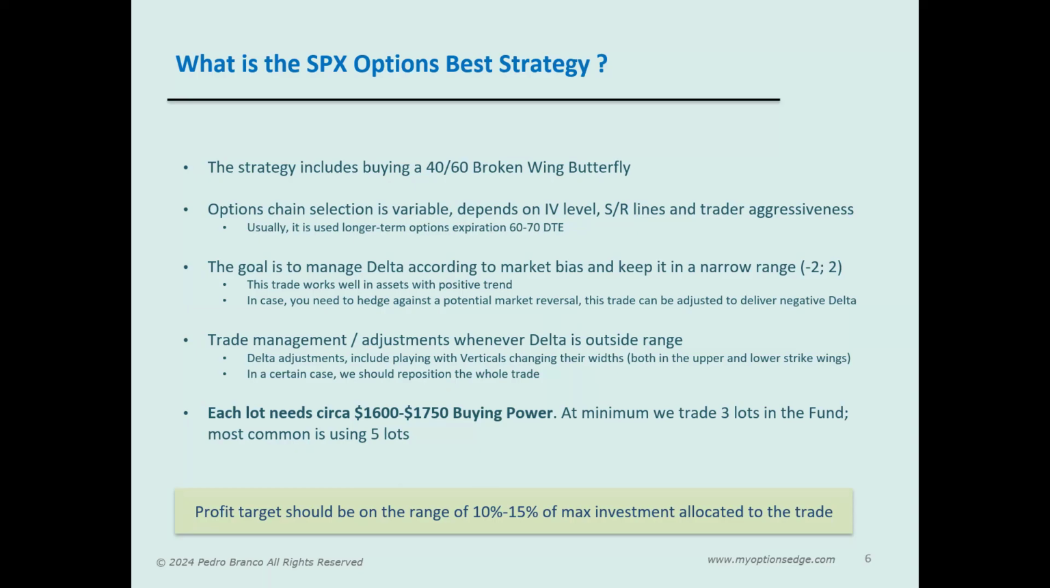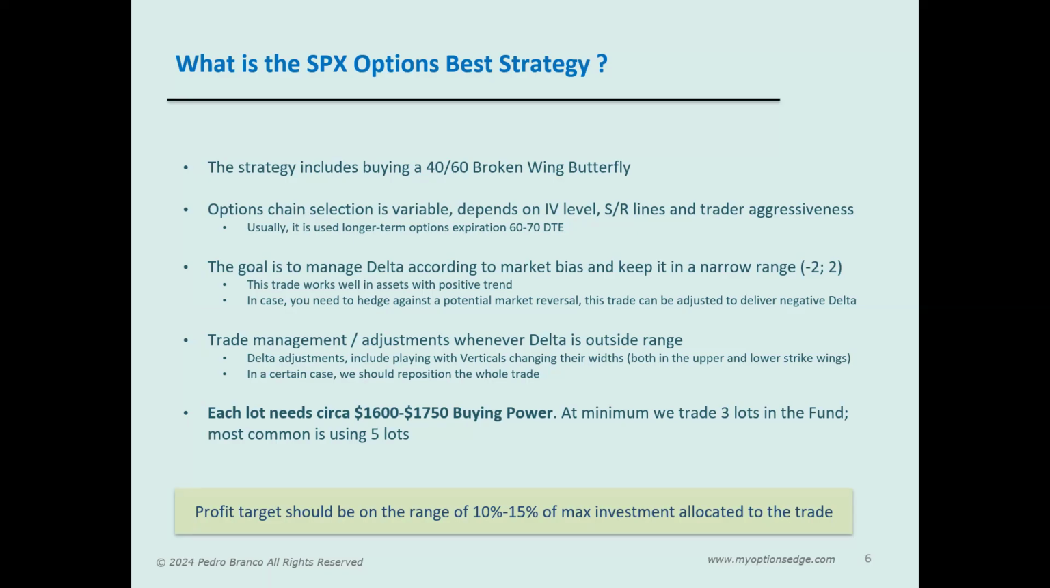There are several adjustments possible that are described in the course, and as you can see, it's being very successful. We target a 10 to 15% return on the maximum investment allocated to each trade. And to trade a single lot, you need about 1,600 to 1,700 US dollars.